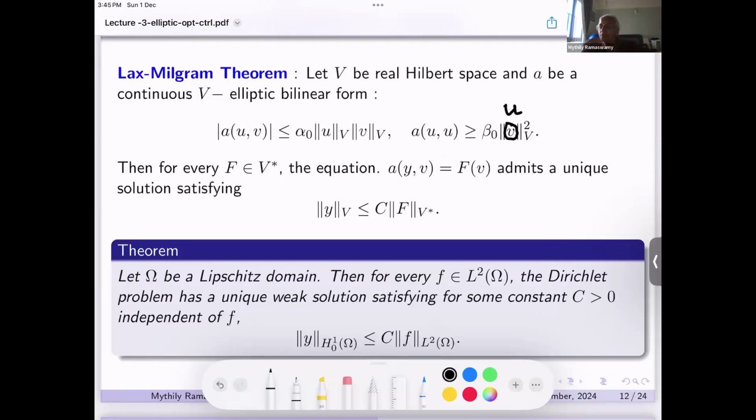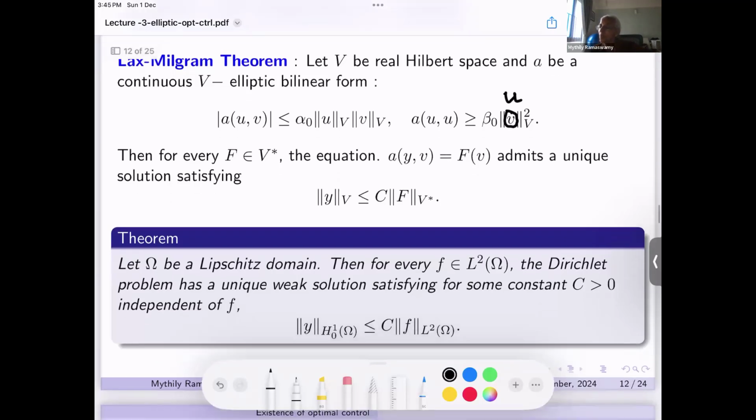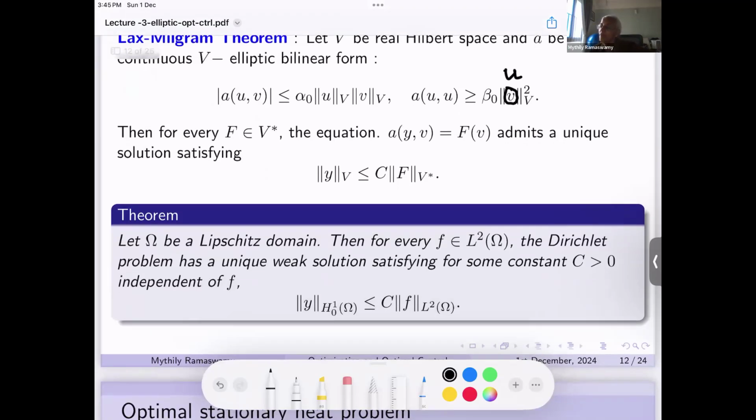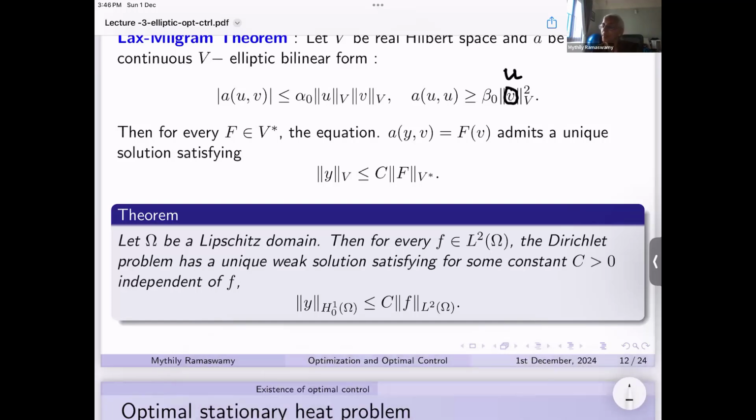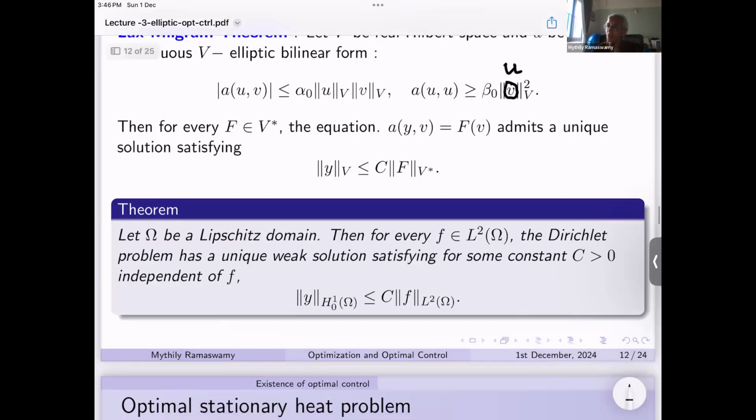Let us translate it into our function space. If omega is a Lipschitz domain, then for every f in L2 of omega, where f is the right-hand side, the Dirichlet problem has a unique weak solution satisfying, for some positive constant C independent of f, that the y norm in H10 is bounded by the right-hand side norm in L2. So the existence and uniqueness part is taken care of.